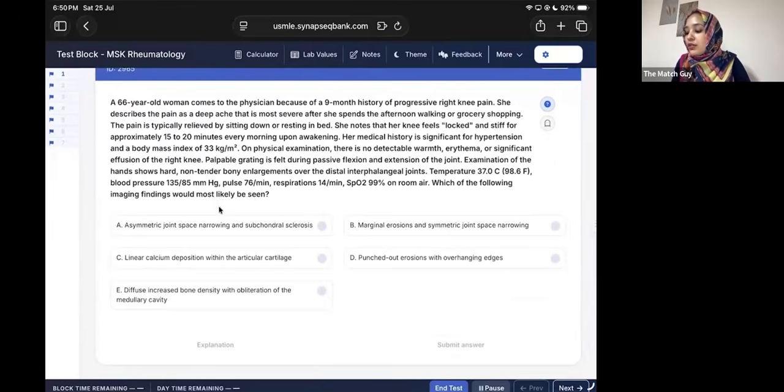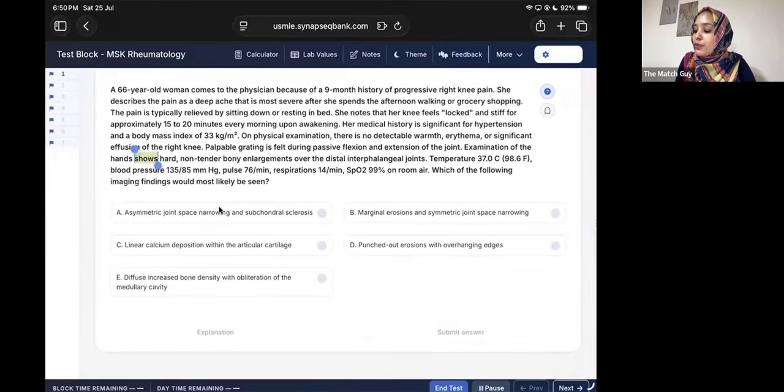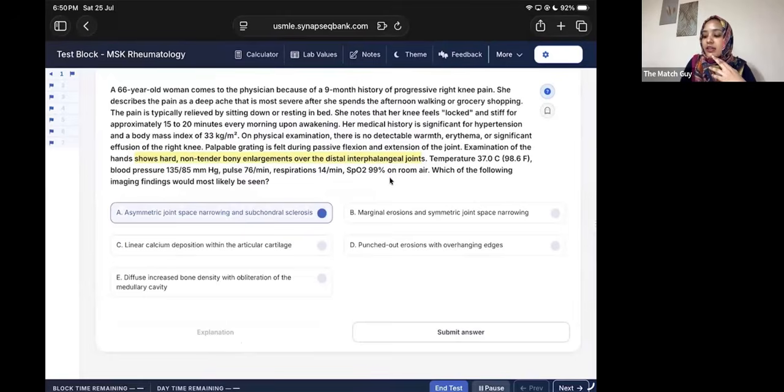There's hypertension, BMI is 33. Physical exam, there's no detectable warmth, edema, or significant effusion. Palpable grating is felt during passive flexion and extension of the joint. Examination of the hands shows hard, non-tender bone enlargement over the distal interphalangeal joints. And vitals are fine. So which of the following imaging findings? What's the diagnosis? And tell me what led you to this diagnosis out of the hints inside of the question stem.